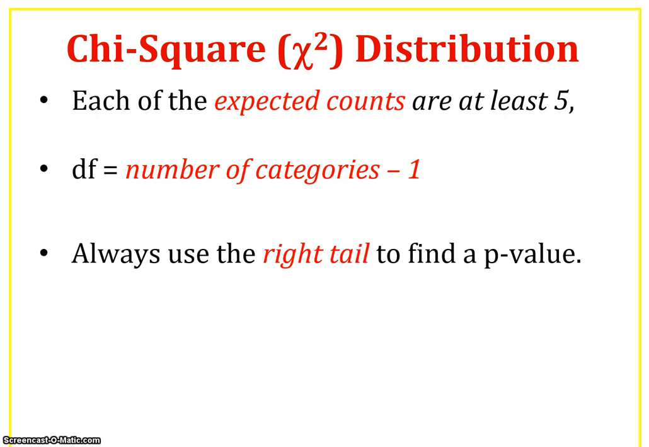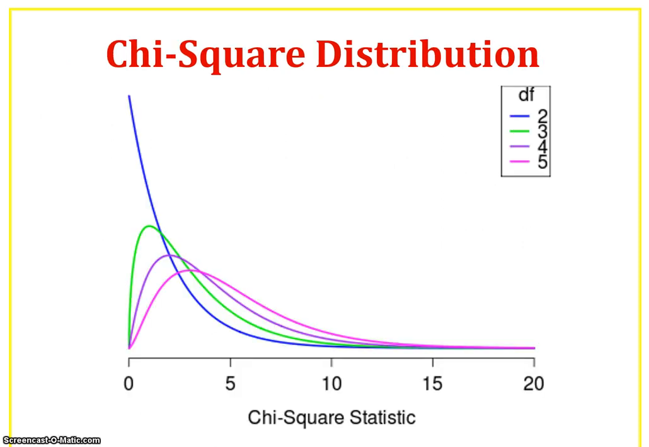When we're working with a chi-square distribution to find a p-value, we always use the right tail, and this is because, as I said before, any difference from what we expected to see when the null hypothesis is true is going to create a large value of the test statistic. So it's always going to be the right tail that we use to get the p-value. This slide shows you what chi-square distributions look like for different degrees of freedom. As you can see, chi-square distributions are skewed. They always take on positive values, and they have long tails out to the right.